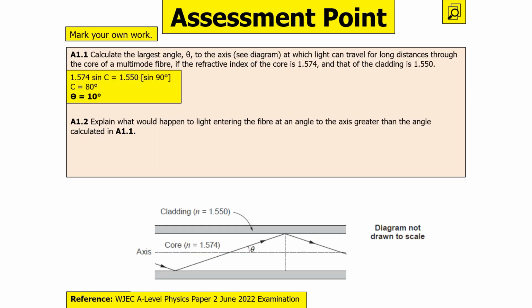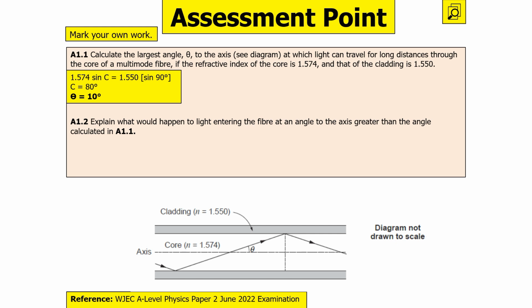Right, we know that 1.57 sine critical angle is equal to 1.550 times 1. So therefore C is going to be 80 degrees. So therefore the angle, which is the opposite side to the critical angle, which must overall equal 90, is therefore equal to 10 degrees.